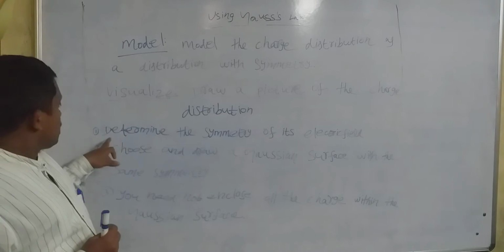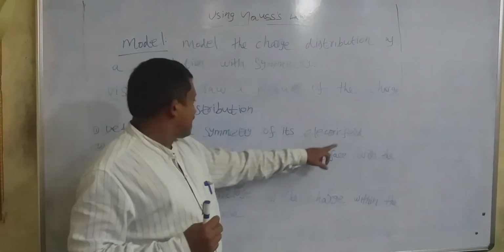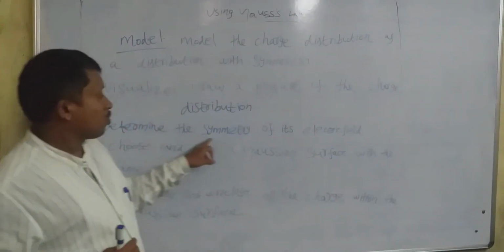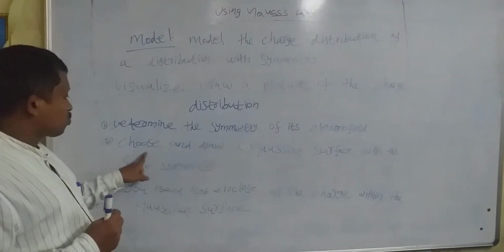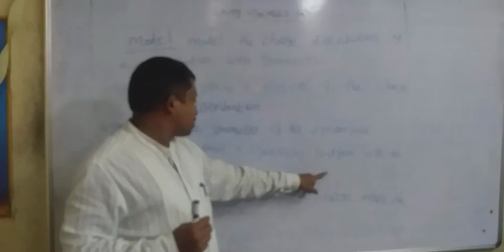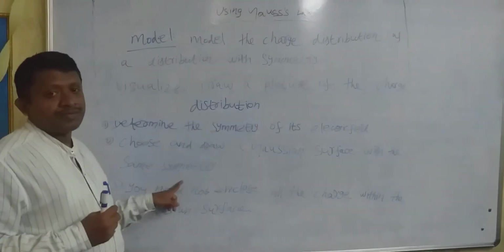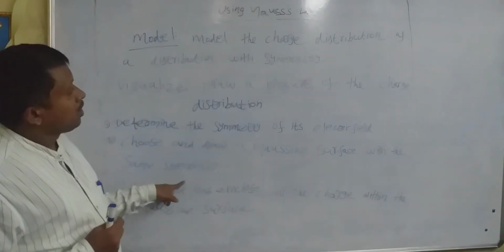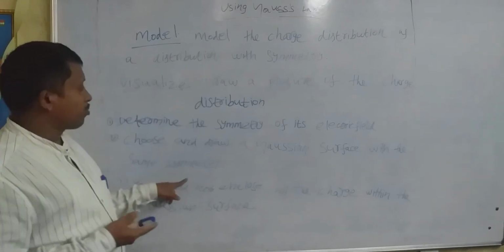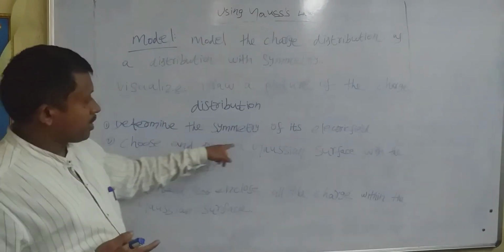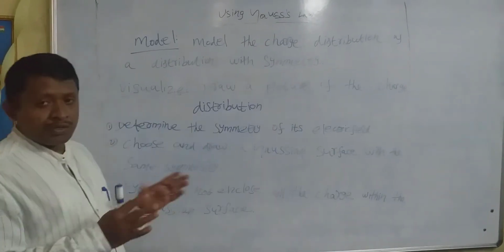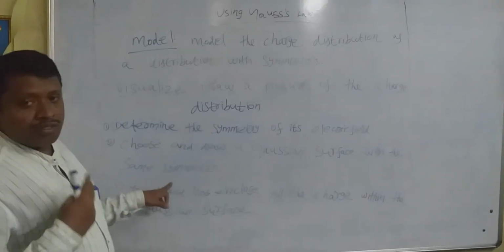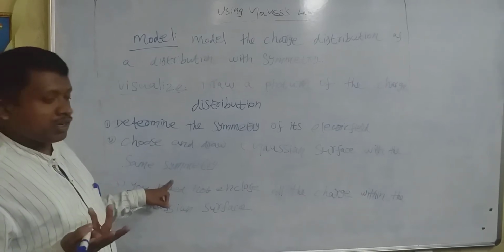Then determine the symmetry of the electric field. Then choose and draw a Gaussian surface with the same symmetry. First we choose the charge distribution symmetry model, then the electric field symmetry, then the Gaussian surface with the same symmetry model. Only then can we solve the problem very easily, without any difficulty.